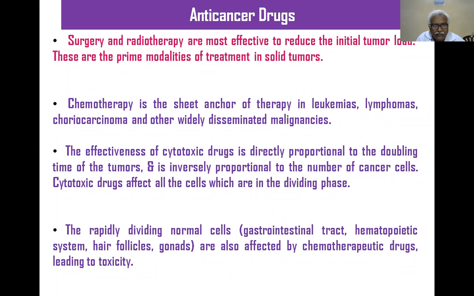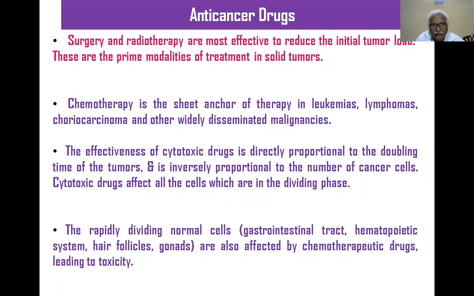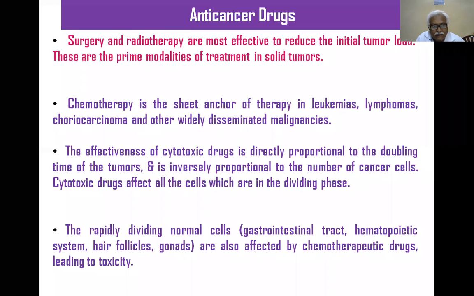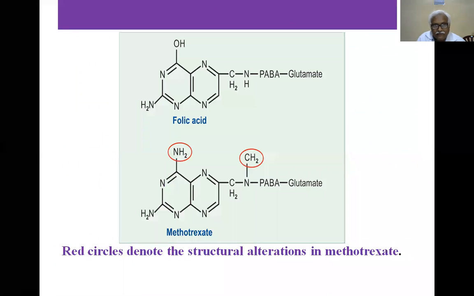The effect of cytotoxic drugs is directly proportional to the doubling time of the tumor and inversely proportional to the number of cancer cells. Cytotoxic drugs affect all the cells which are in the dividing phase. The rapidly dividing normal cells, like those of the gastrointestinal tract, hematopoietic system, hair follicles and gonads, are also affected by chemotherapeutic drugs, leading to toxicity.